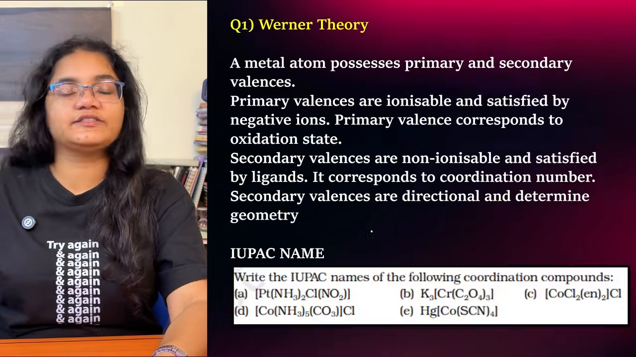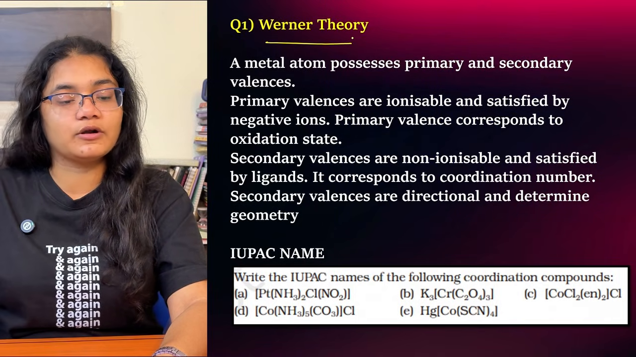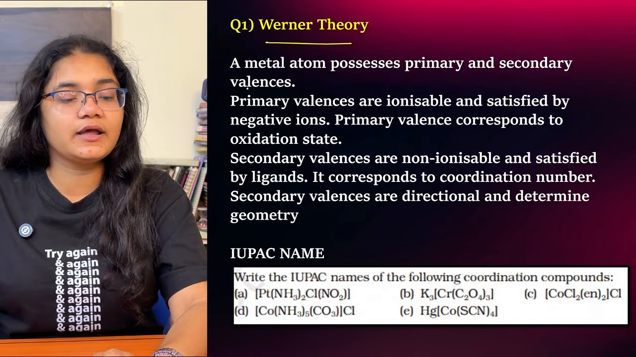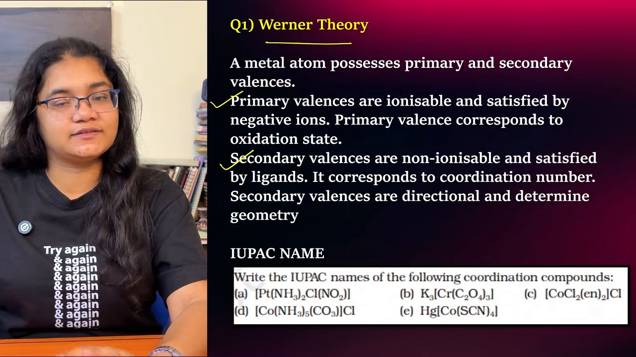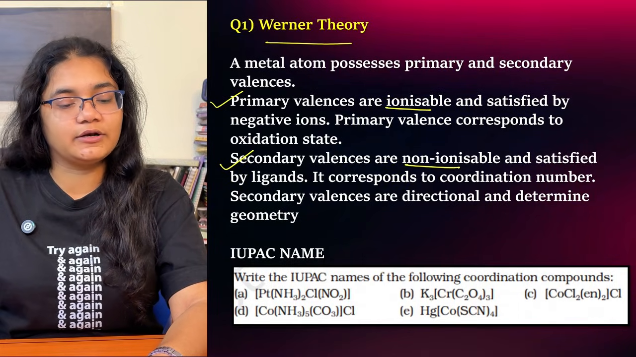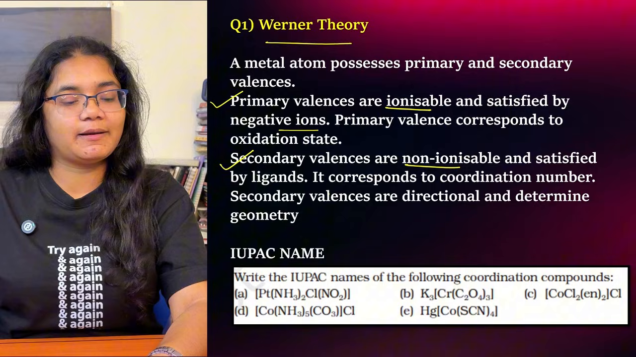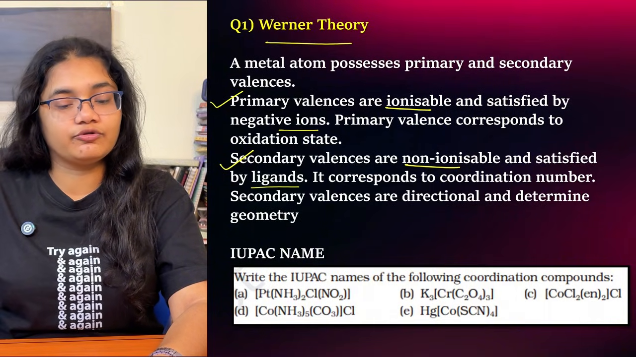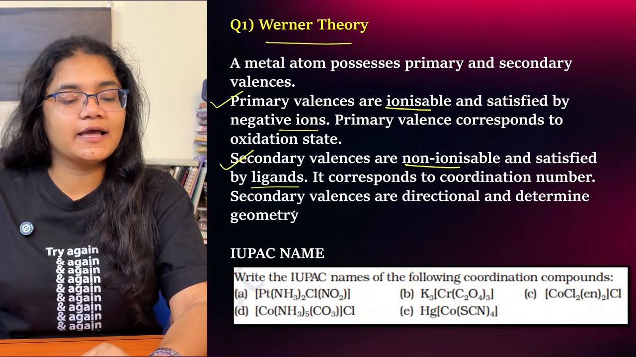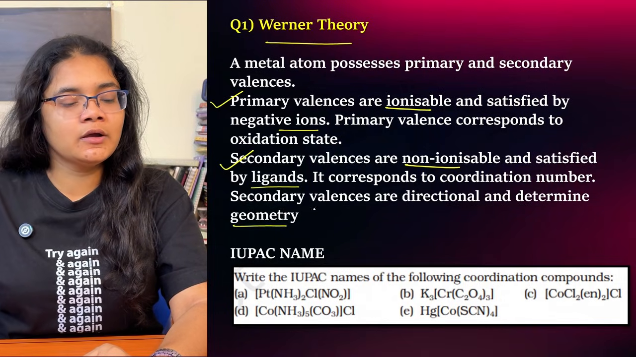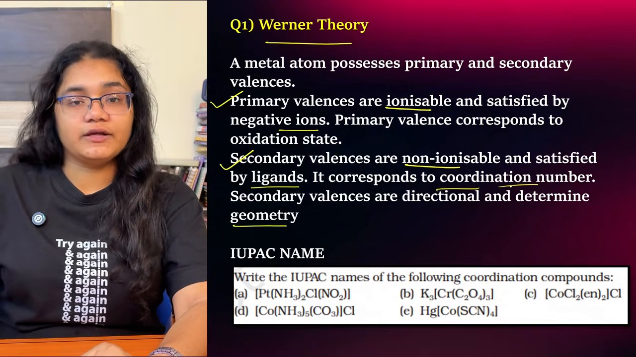So now let's move to the next chapter, coordination compounds. The first important question is Werner's theory, very, very important. Primary valency, secondary valency, you have to write down. Primary valency is ionizable, non-ionizable for secondary, and is satisfied by negative ions, while secondary is satisfied by neutral and negative ions, and it also corresponds to the coordination number of the metal.